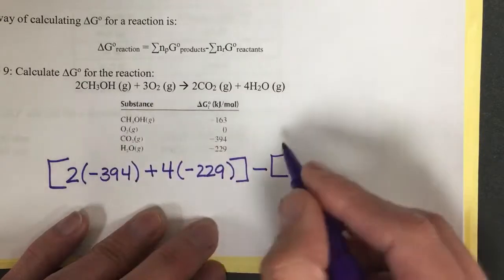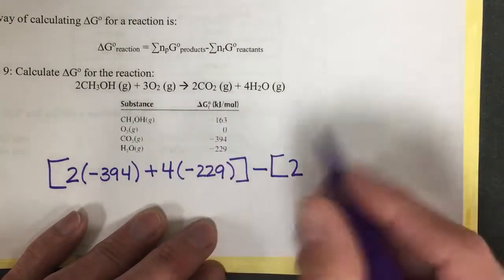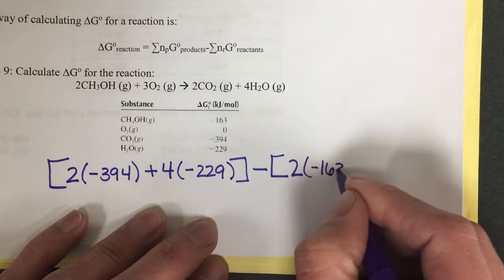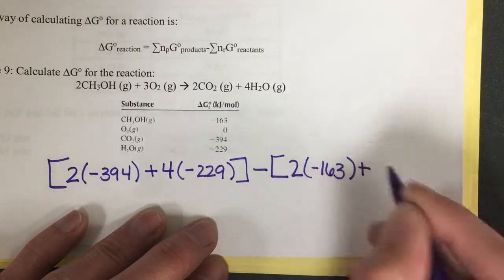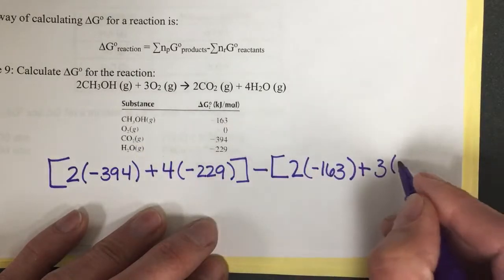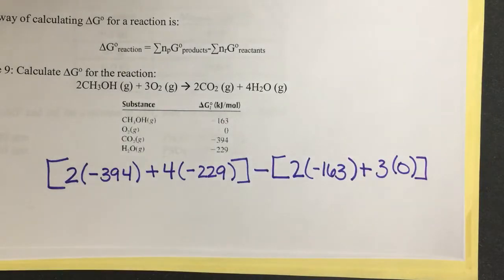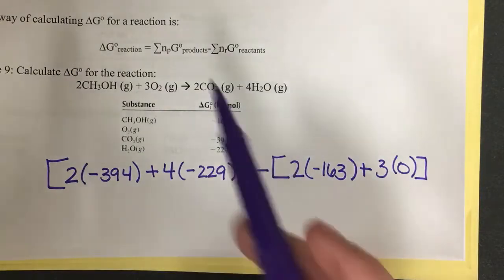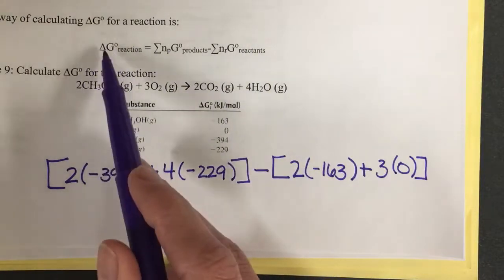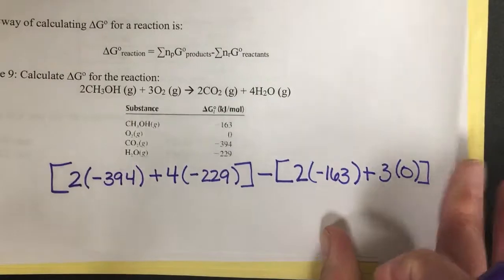so I've got 2 CH3OH, methanol, is negative 163, plus 3 times O2 is 0. So then I would just tally everything up. I'm not going to take the time to do it, but just a reminder, I can use this method for delta G, delta H, or delta S.